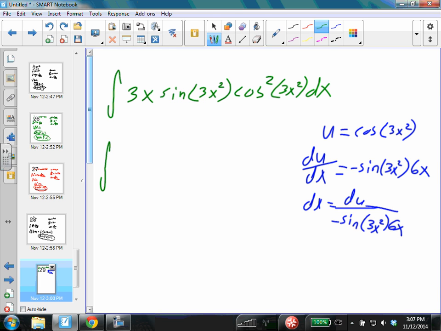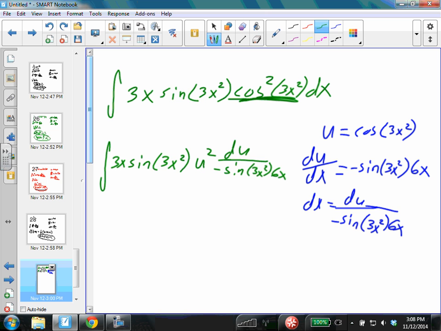So we're going 3x times the sine of 3x squared. And now cosine of 3x squared is my u, so this is just u squared du over negative sine of 3x squared times 6x. And if we pick the right u, we can get all of these to cancel out in one step instead of having to go through multiple steps, right?